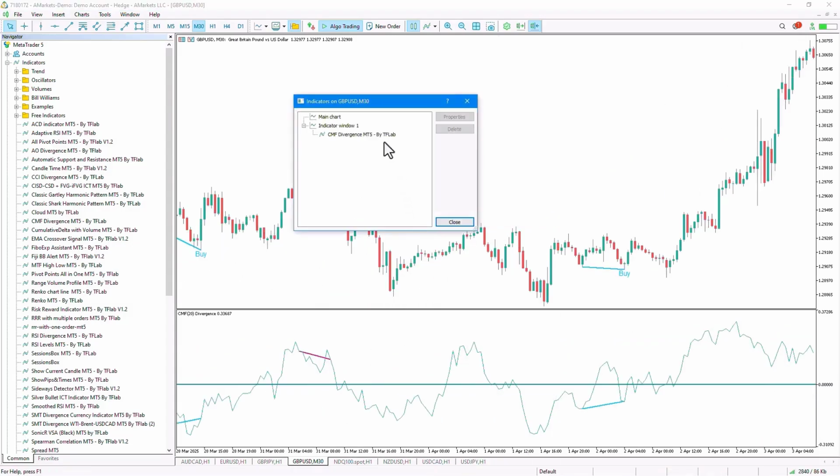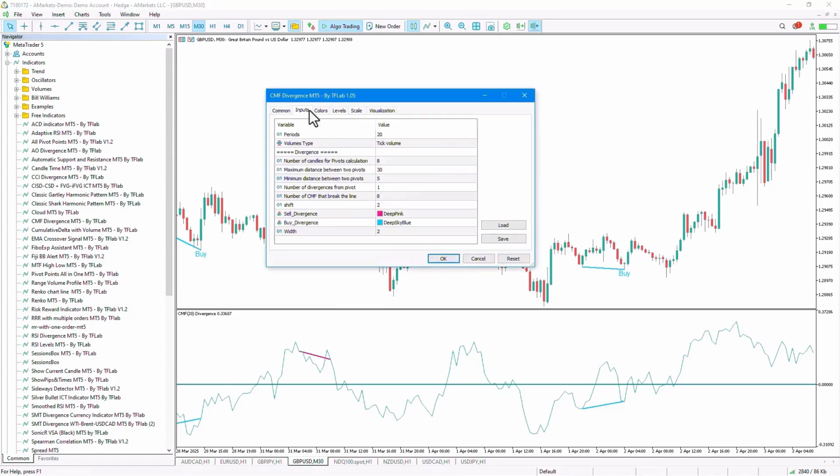In the settings section, under the input section, there are options available for us. In the first part, we can set the CMF period, which is set to 20 by default. In the next section, we can set the CMF volume type, where two options are available, tick volume and real volume. If you have access to real volume data, you can use this section.